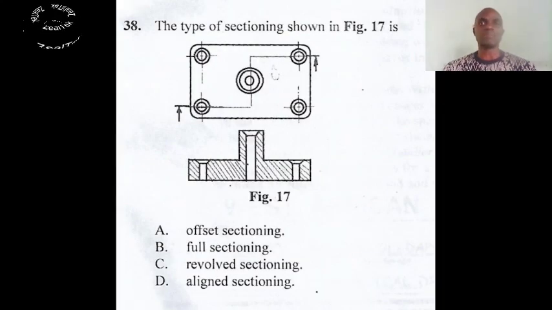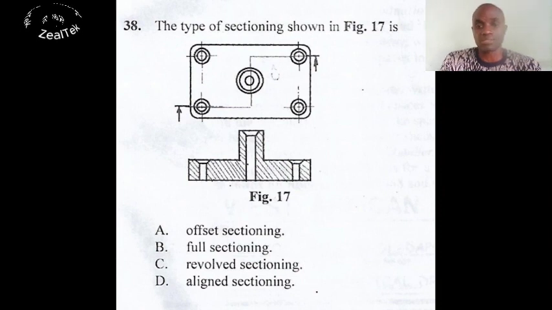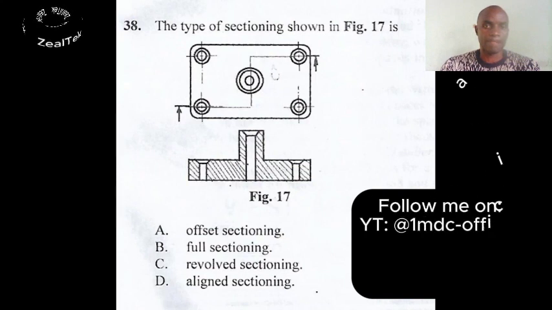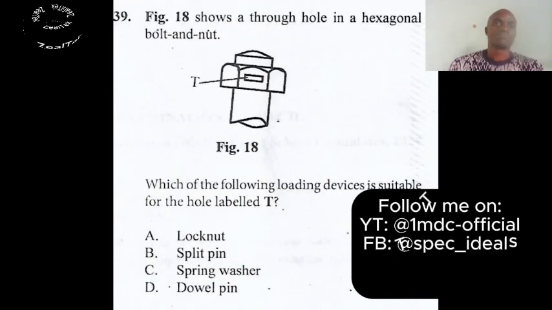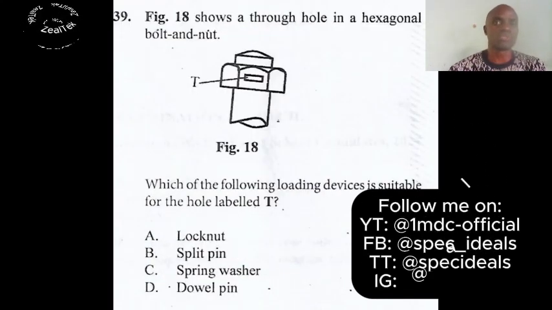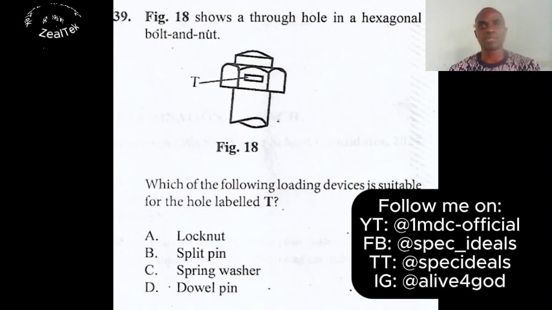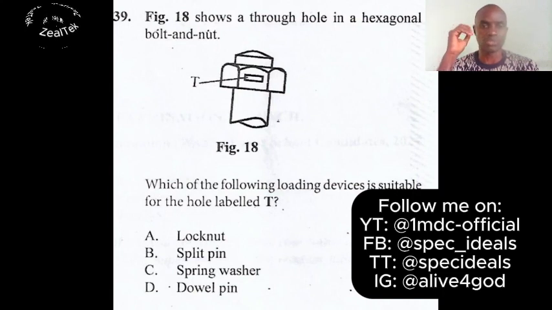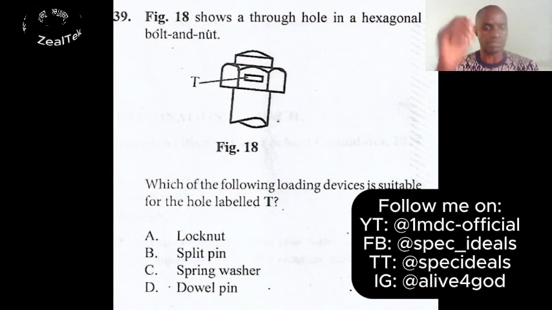Question 38. The type of sectioning shown in figure 17 is nothing but offset sectioning. And that is A. Question 39. Figure 18 shows a through hole in a hexagonal bolt and nut. Which of the following locating devices is suitable for hole T? The correct answer is dowel pin. The answer is D.